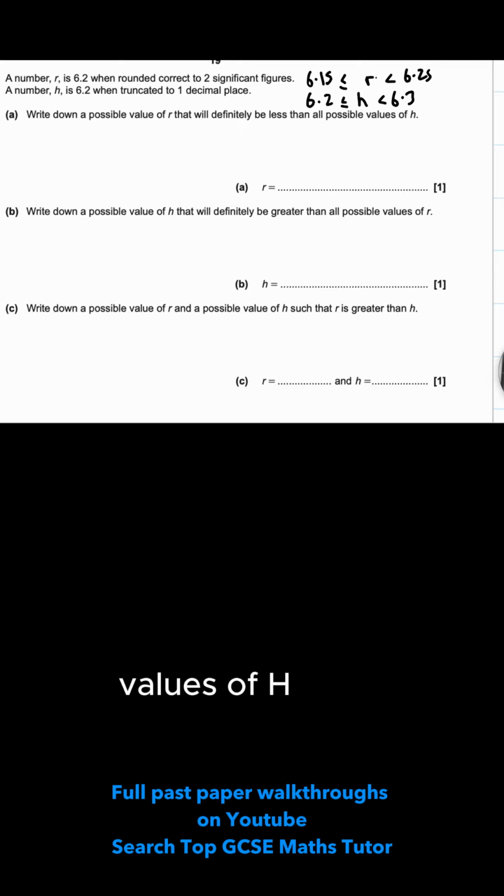Part A. Write down a possible value of r that will definitely be less than all possible values of h. We're looking for a number that will be less than all of the values of h. And I know r is between 6.15 and 6.25, and it needs to be below 6.2. So I'm going to choose 6.19.